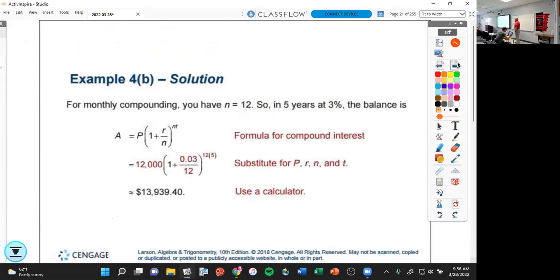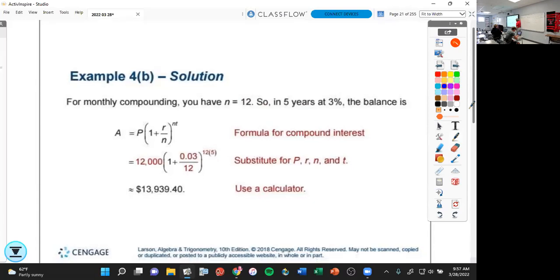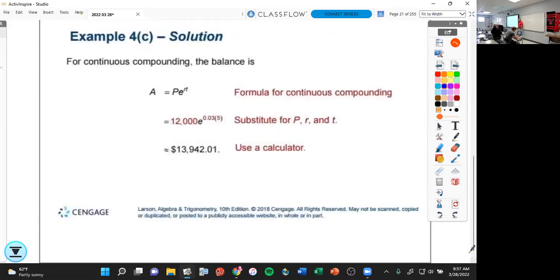How much more money did I make? What was this number? 13,934. So because it was compounded 12 times a year instead of 4 times a year, it went up $5. How about when it's compounded continuously? I'm at 13,942. I made $3 extra over 5 years.